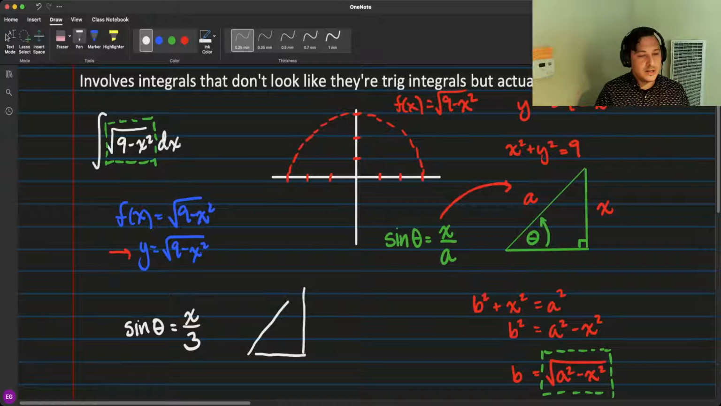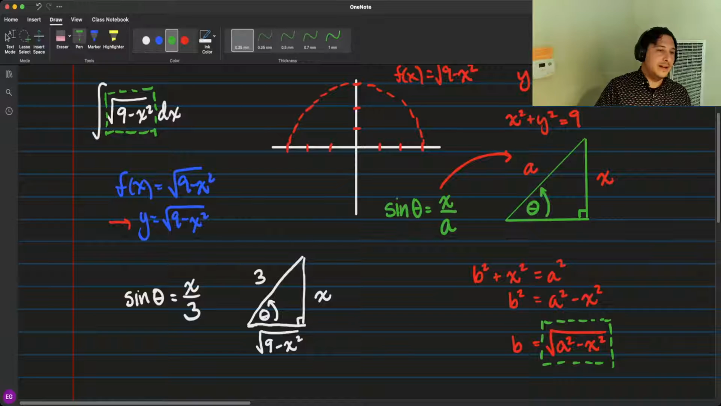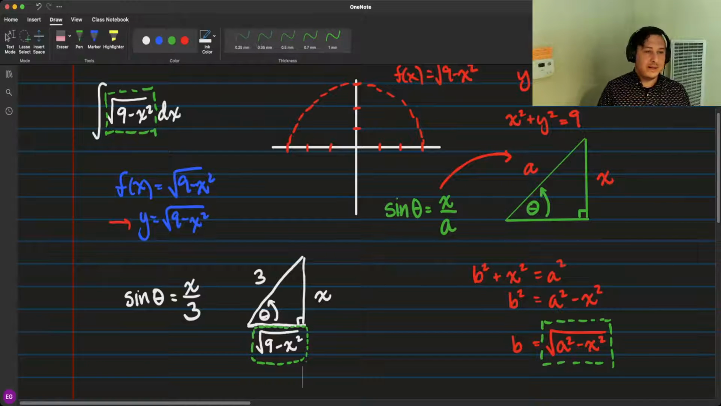And then you can draw a triangle. And we get x. And we get 3. Which means down here on the base, you have the square root of 9 minus x squared. And you're like, oh, that's what I've got right there. Right?